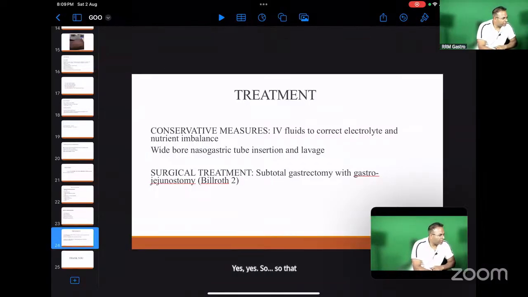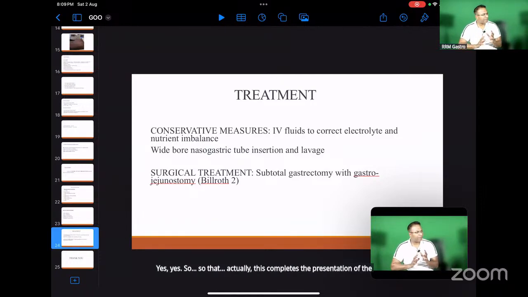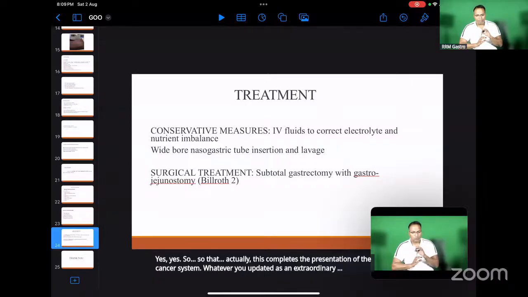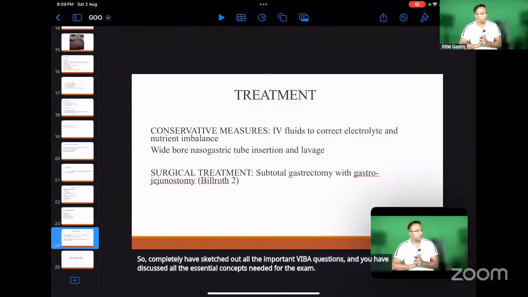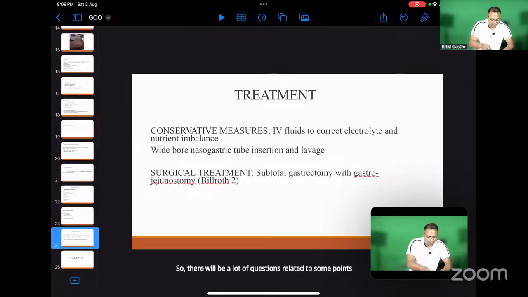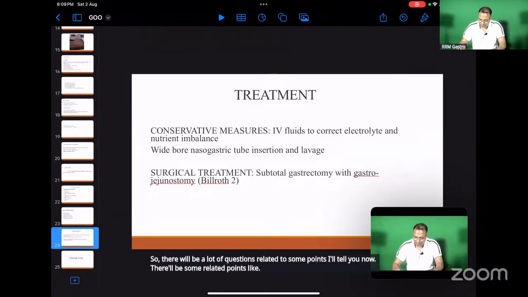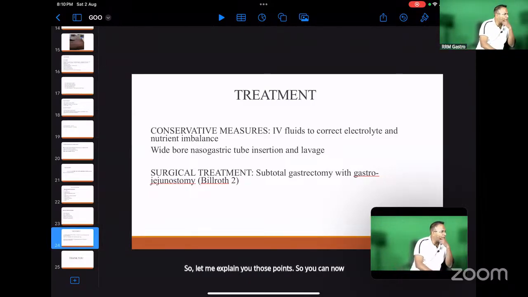So that actually completes the presentation of the cancer stomach. Whatever you have done is an extraordinary presentation. You have completely sketched out all the important viva questions and discussed all the essential concepts needed for the exam. There will be a lot of questions related to some points. I'll tell you now. There will be some related points like this. So let me explain those points. You can now stop sharing your screen.